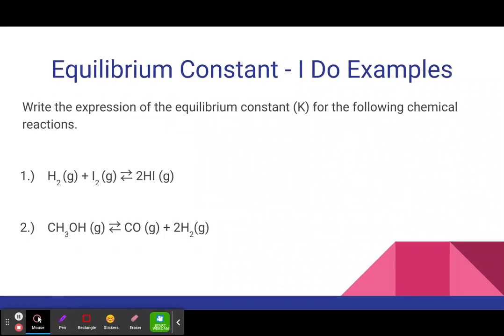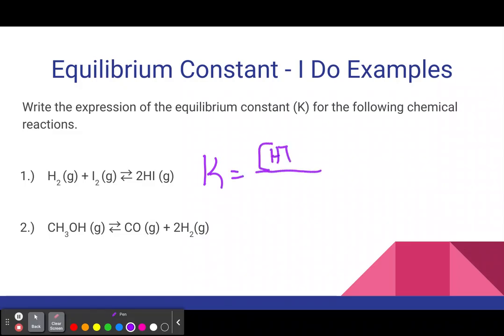So I want to write the equilibrium constant expression for the following chemical reactions. Let's pick up with our example problem from the beginning of this presentation, which is, of course, H2 plus I2 in equilibrium with 2HI. So the equilibrium constant, capital K, is equal to the concentration of HI squared over the concentration of H2 times the concentration of I2.